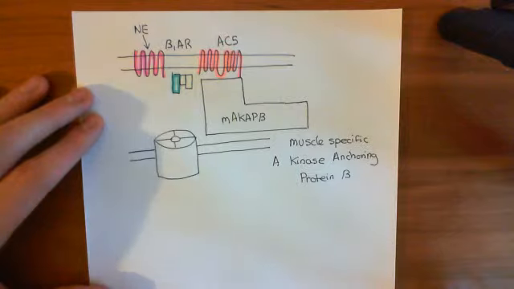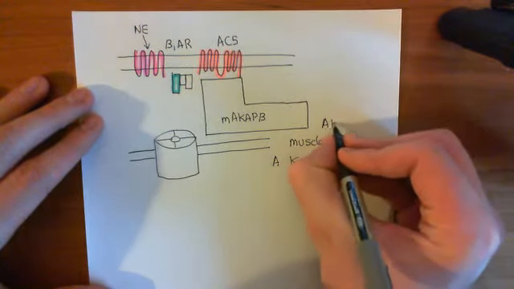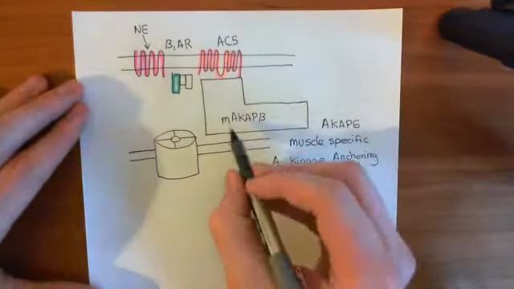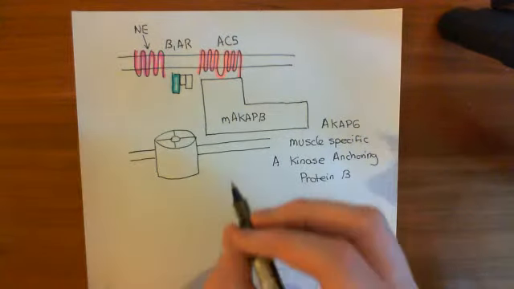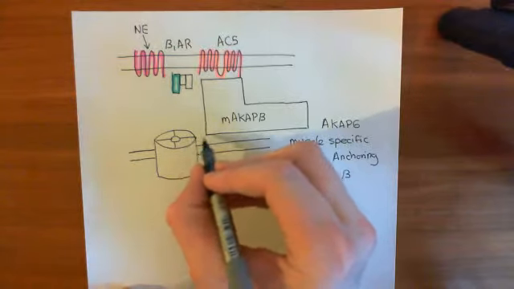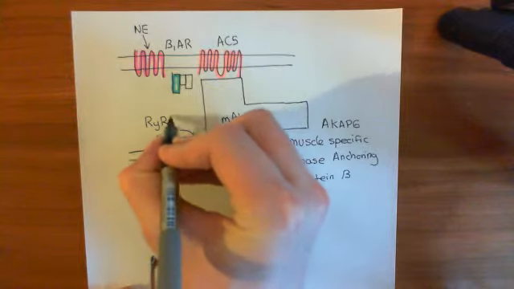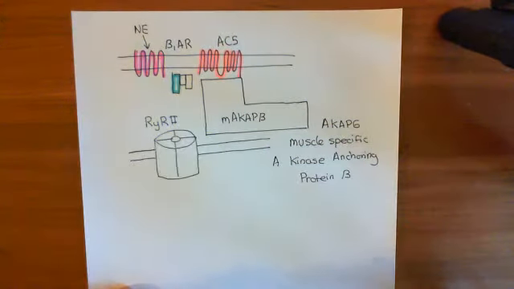Now, it's got another name. Its other name is A cap 6. So it's the 6th A cap, but often you'll hear it referred to as the M-A cap beta more often. It's more often called that than it is referred to as the A cap 6. Now this binds to the type 2 ryanodine receptor, so this is our type 2 ryanodine receptor, RYR2. I'll just make sure that it's obvious that it's a tetramer.